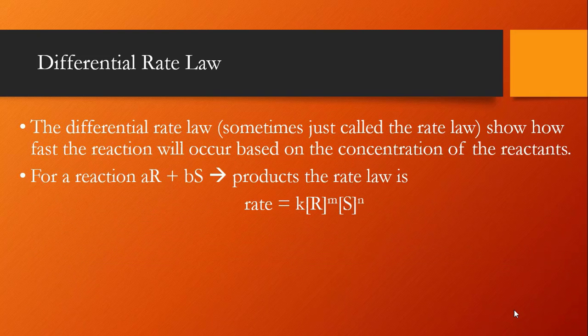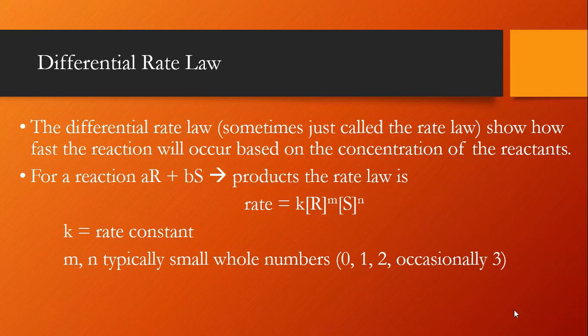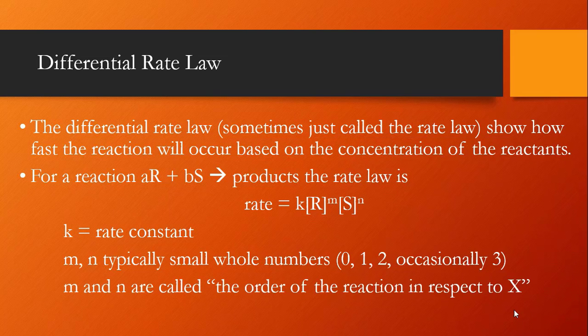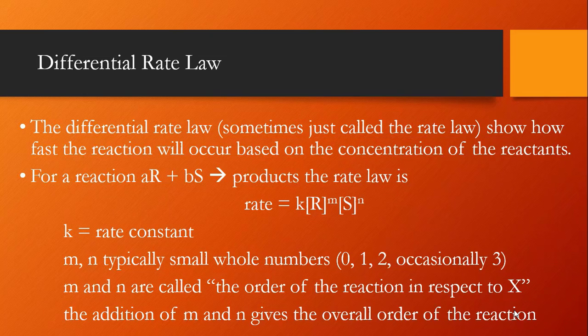So for a typical reaction where R plus S makes some products, the rate law would be rate equals k times the concentration of R raised to the power of m times the concentration of S raised to the power of n. The rate law always deals with reactants. Now, k is called the rate constant. m and n are typically small whole numbers, usually 0, 1, or 2, occasionally 3. m and n are called the order of the reaction with respect to each reactant, and if you add m and n together, you get what is called the overall order of the reaction.